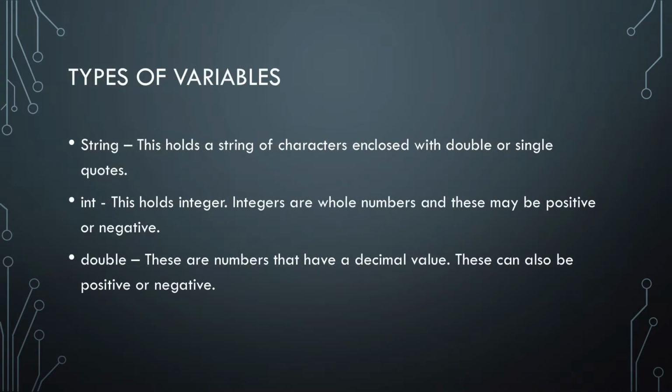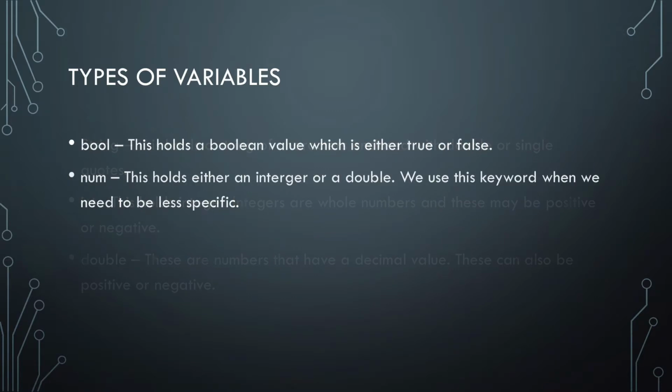String. This holds a string of characters enclosed with double or single quotes. Int. This holds an integer. Integers are whole numbers, and these may be positive or negative. Double. These are numbers that have a decimal value. These can also be positive or negative.